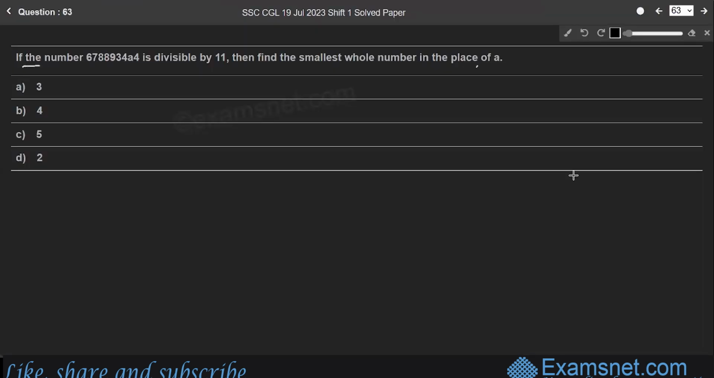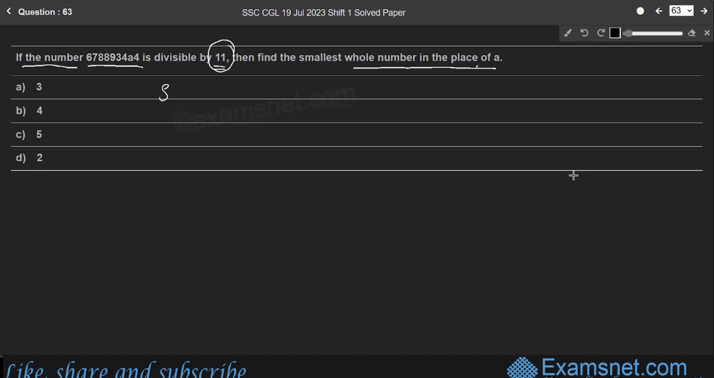Question 63. If the given number 6788934A4 is divisible by 11, then find the smallest whole number in the place of A. Here, students, we should use the divisibility rule of 11. It says that if the difference in the sum of alternate digits of a number is divisible by 11, then that number is divisible by 11.